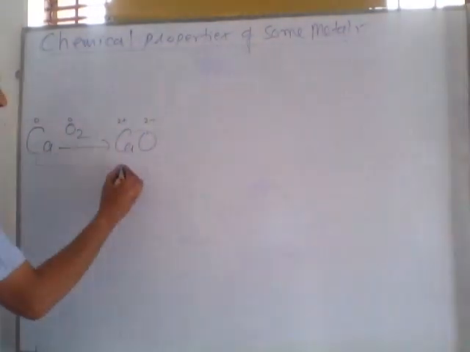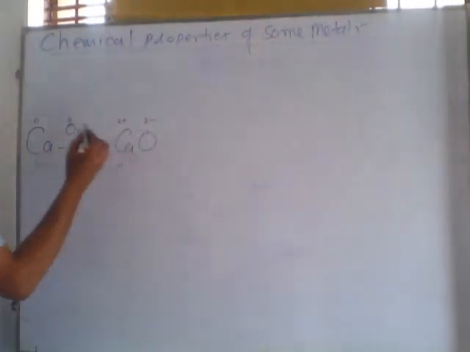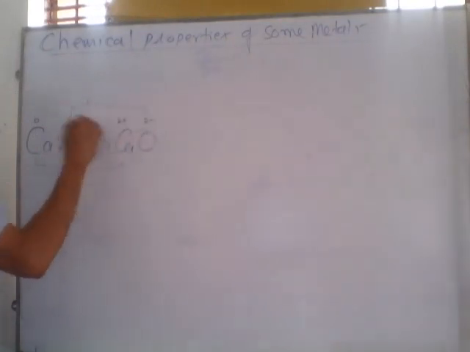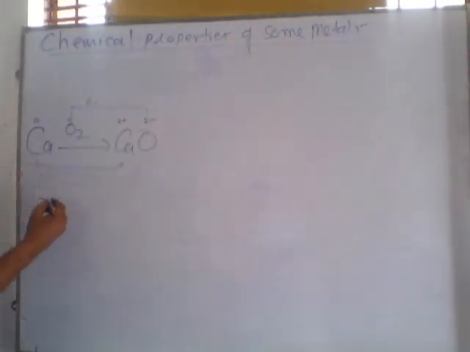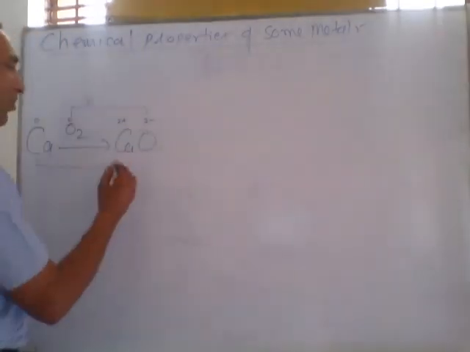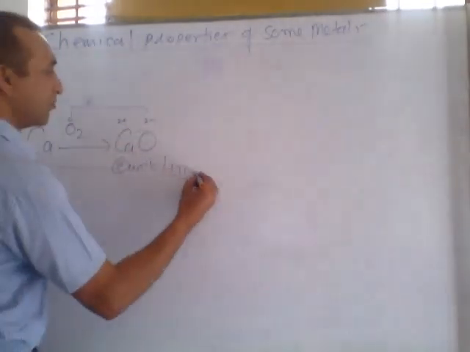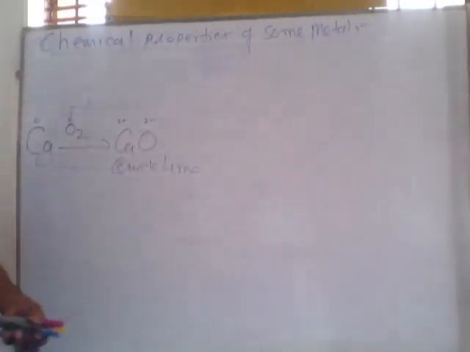Oxidation means increase in oxidation state. And the oxidation state of oxygen is reduced from 0 to minus 2. This process is called reduction, and this is called a redox reaction. This is calcium oxide. Calcium oxide is also called quicklime. This is solid quicklime.